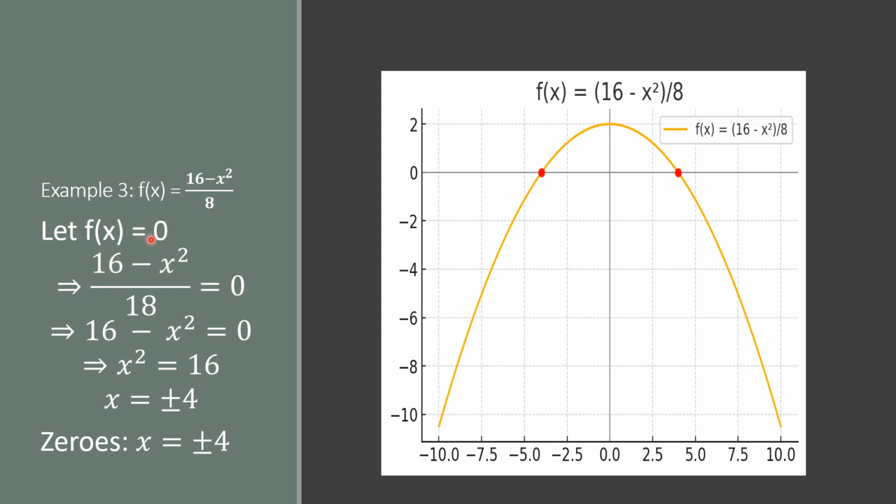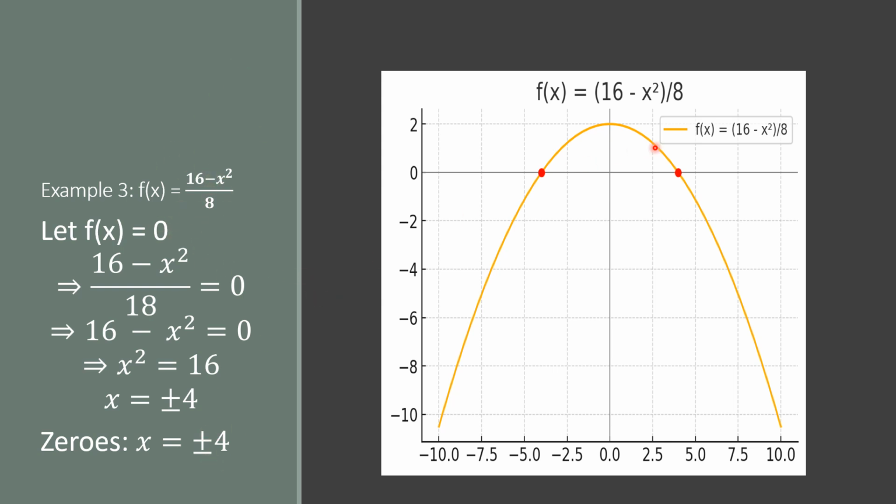Although the function is equal to 0, and we are going to have 16 minus x squared over 8 equal to 0, the numerator will be the one which will be equated to 0, because the numerator will multiply the 0 and the result will still be 0. So here, when you make x the subject, x squared will be equal to 16 and x will be plus or minus 4. It means that the zeros of this particular function are plus 4 and minus 4, which means that when you substitute plus 4 into this function, you will get 0 as the output, and minus 4 too, you are going to get an output of 0.